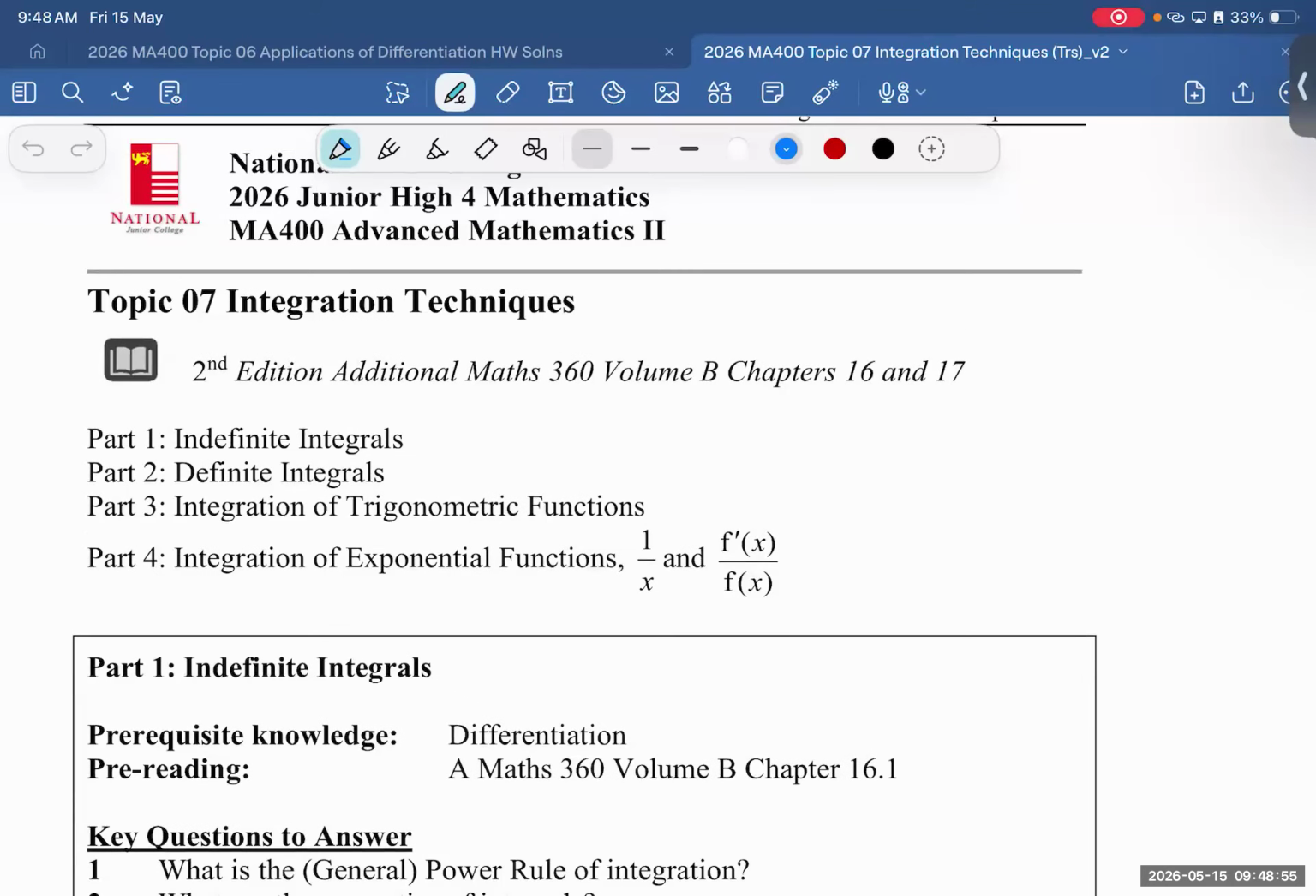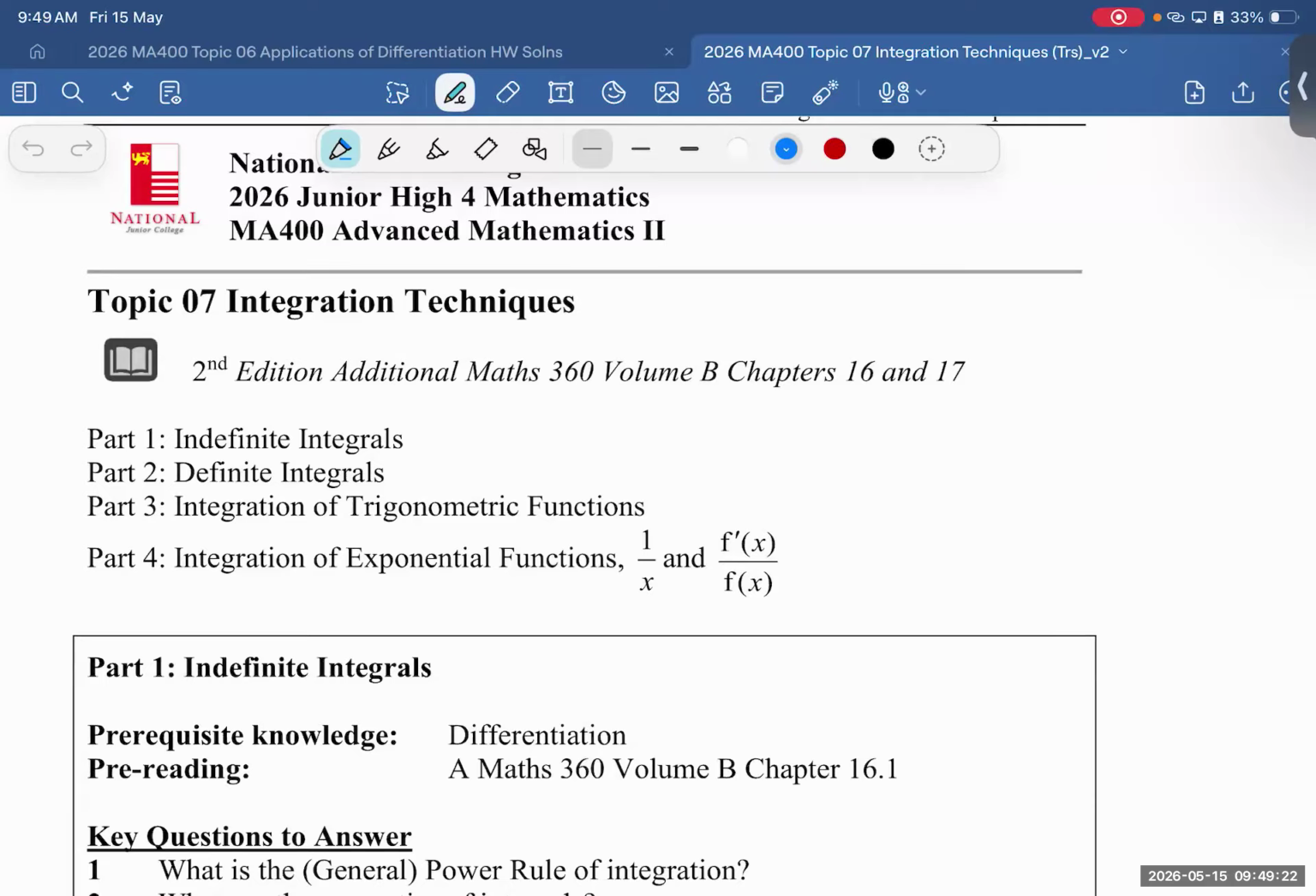Now, to be good in integration techniques, the assumption is that you must be good with your differentiation as well. That's why I say it's accumulative. There's differentiation techniques followed by differentiation application. There's integration techniques followed by integration application. After integration application, there is kinematics.